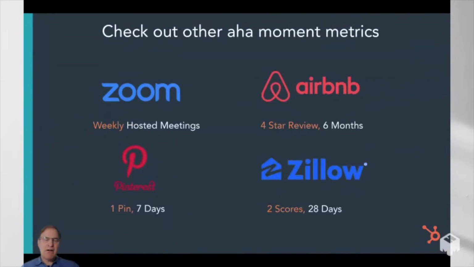Other companies out there that use these aha moments or these growth loops include Zoom. So they're looking at the weekly hosted meetings. That's the number they're looking at. Airbnb looks for 4-star reviews. What are these key moments when you know somebody's on board? When I was at Adobe, for example, I worked with a photography team with Lightroom, and we said that if we could get somebody to import, edit, and share within 24 hours, it increased retention by 20+%.